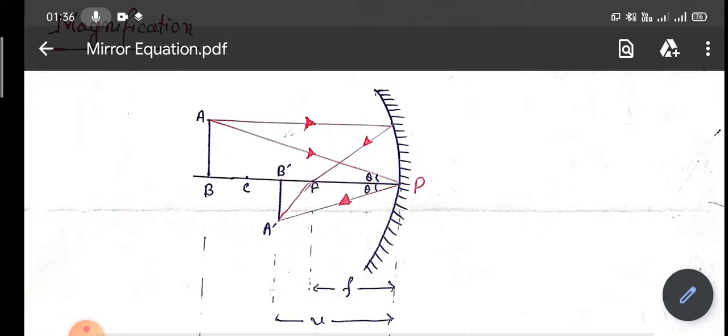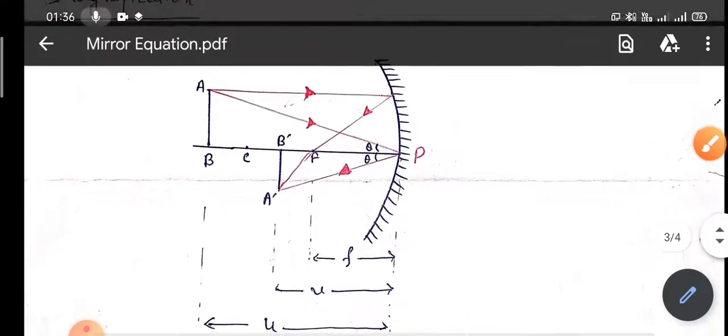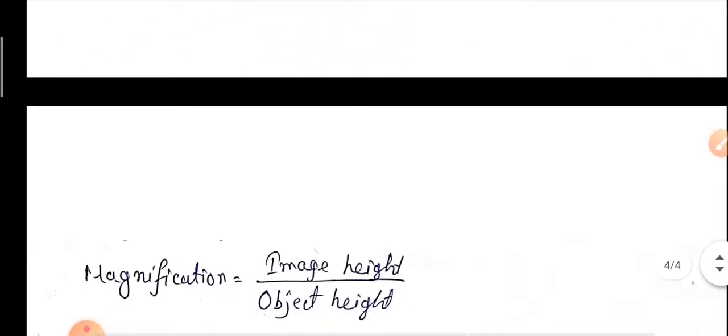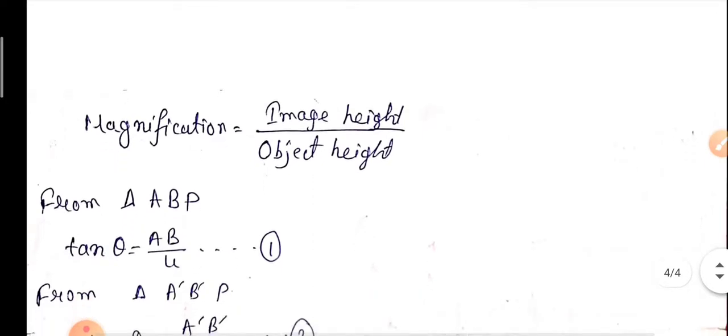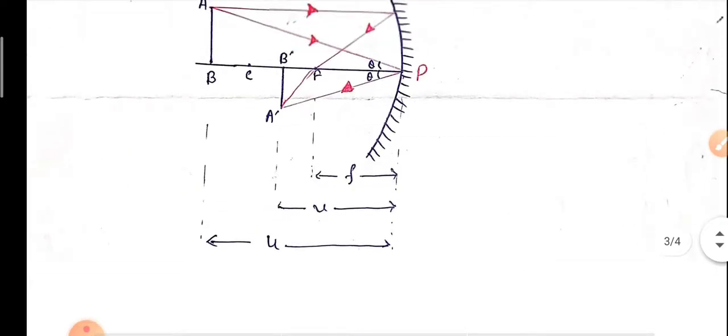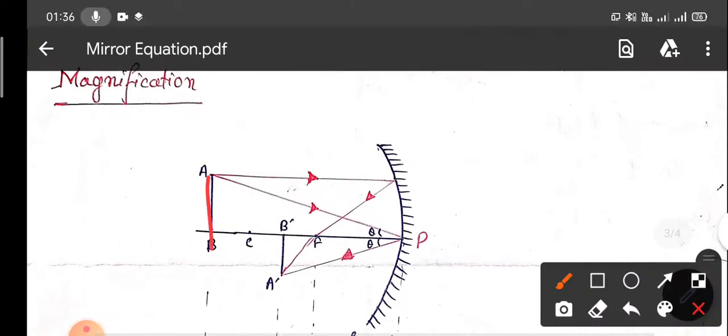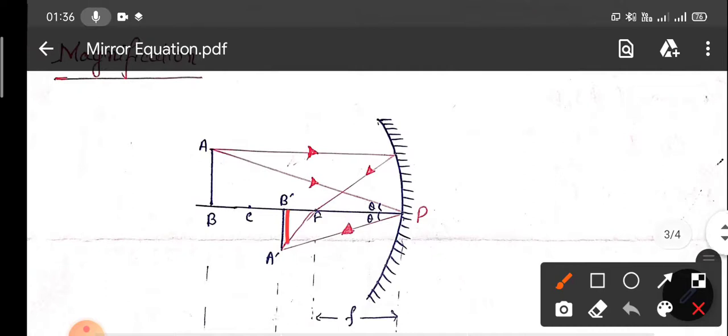Now magnification is equal to image height by object height. We will consider two triangles. First we will consider the triangle ABP, and then we will consider the triangle A prime B prime P.